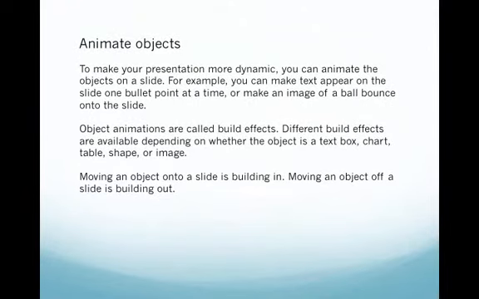To make your presentation more dynamic, you can animate the objects on a slide. For example, you can make text appear on the slide one bullet point at a time, or make an image of a ball bounce onto the slide. Object animations are called build effects. Different build effects are available depending on whether the object is a text box, chart, table shape, or image. Moving an object onto a slide is called building in. Moving an object off a slide is called building out.